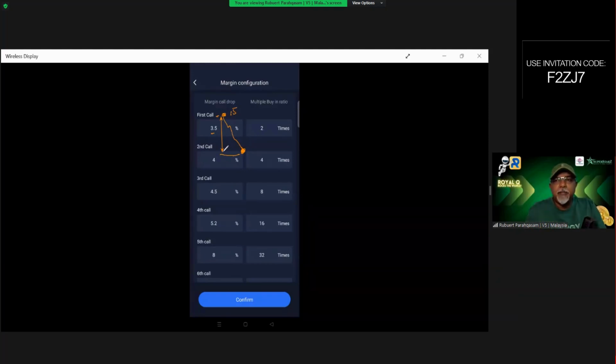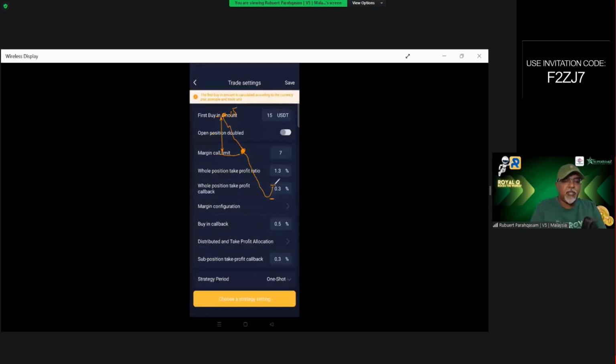When will it buy? It will now monitor the market. It will see how much further the market can drop until the callback happens. How much callback? I need to go back to the previous page. You have to see here, yeah? Buy-in callback. Can you see this? Buy-in callback, 0.5%. Let me just remove this for a while. Let's go back to margin configuration.